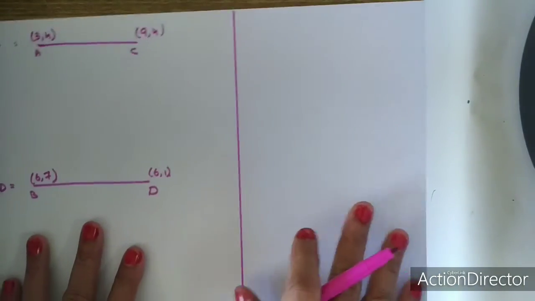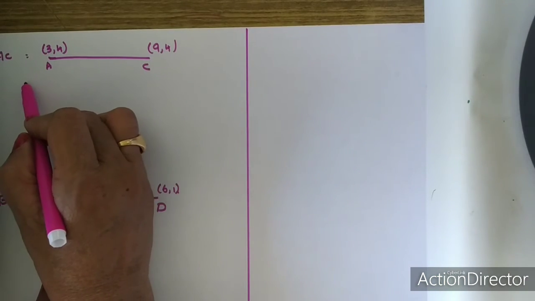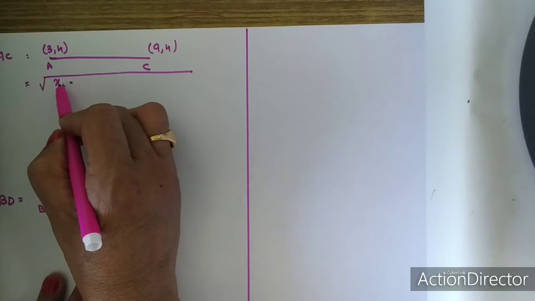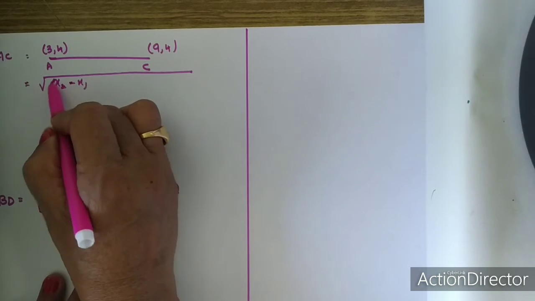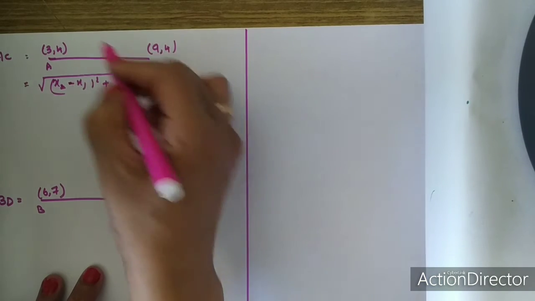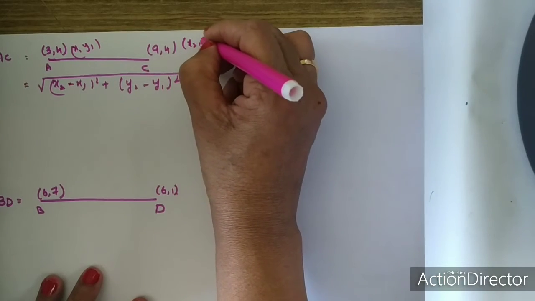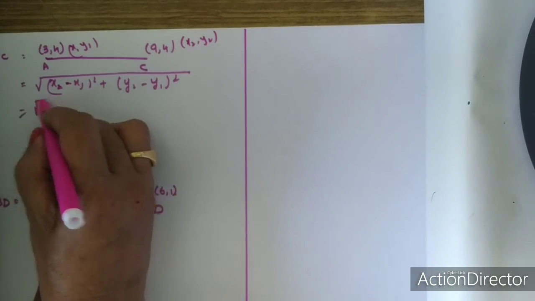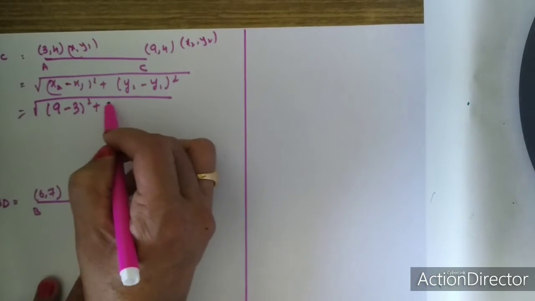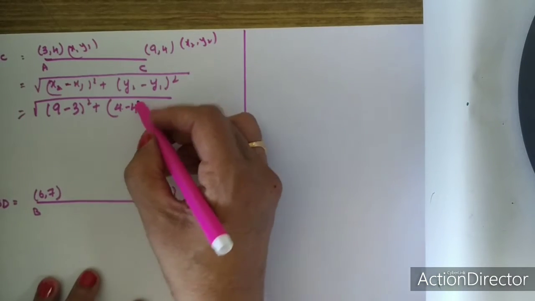So let us calculate the diagonals. The diagonals are AC and BD. So write the formula over here. Under root of (x2 minus x1) whole square plus (y2 minus y1) whole square. This is x1, y1 and this is x2, y2. So replace the values. What is x2? (9 minus 3) whole square and (4 minus 4) whole square.